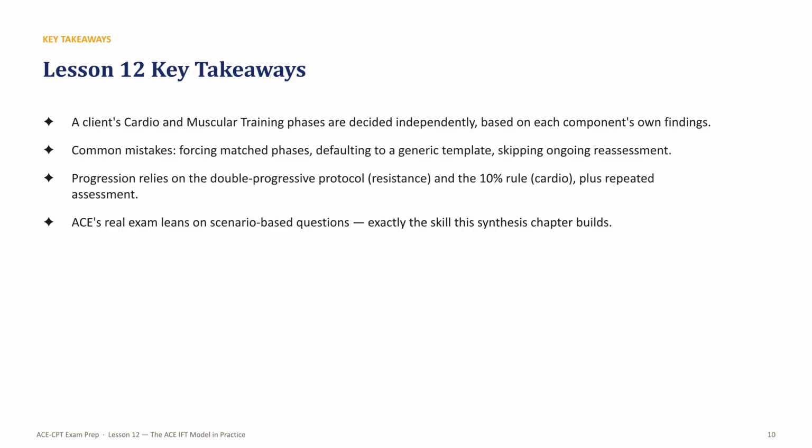Let's recap the key takeaways from this lesson. A client's cardio and muscular training phases are decided independently, each one based on its own findings, not forced to match. The common mistakes to avoid are forcing matched phases, defaulting to a generic template, and skipping ongoing reassessment. Progression relies on the double progressive protocol for resistance training and the 10% rule for cardio, backed up by repeated assessment over time. And remember, ACE's real exam leans heavily on scenario-based questions, which is exactly the synthesis skill this chapter was built to give you.